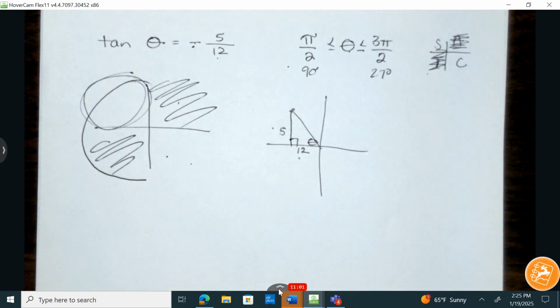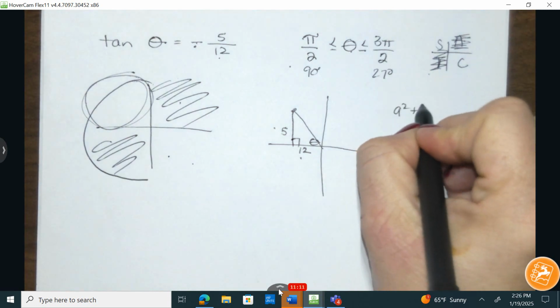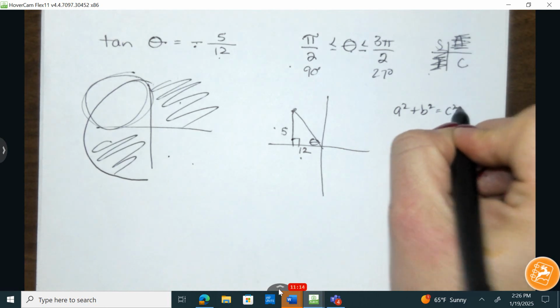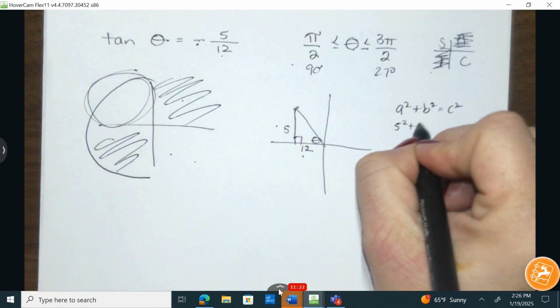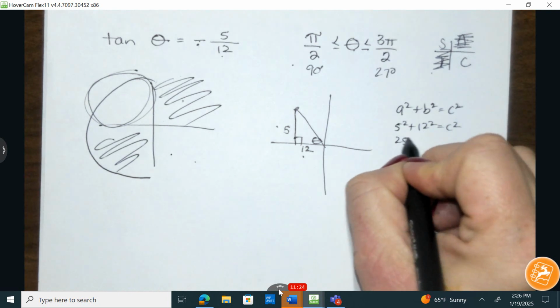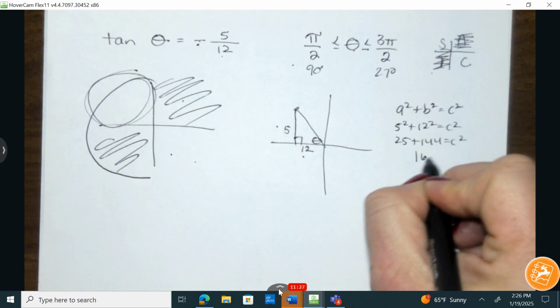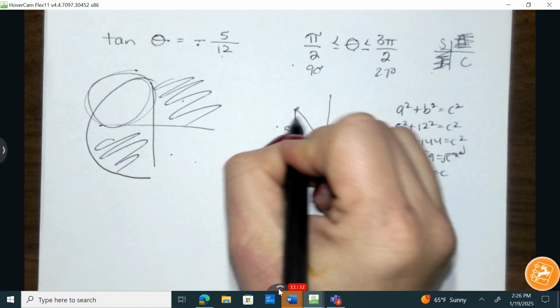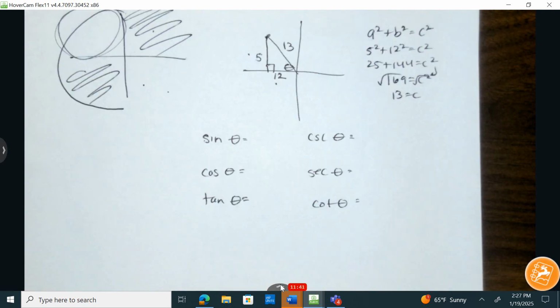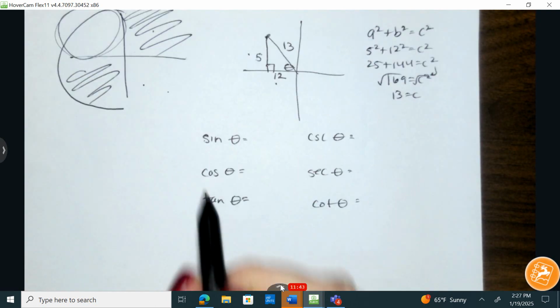Now 5 and 12, I already know that the missing length is a 13 because I've memorized 2 of the most common Pythagorean triplets, 3, 4, 5 and 5, 12, 13. But if you didn't know that, you would use the Pythagorean theorem, knowing that A and B represent the lengths of the legs and C is the hypotenuse. So 5 squared plus 12 squared equals C squared. 25 plus 144 equals C squared. 169 equals C squared. Should have a plus or minus, but because it's a length, we end up with simply 13. Let's now evaluate the 6 trigonometric functions.